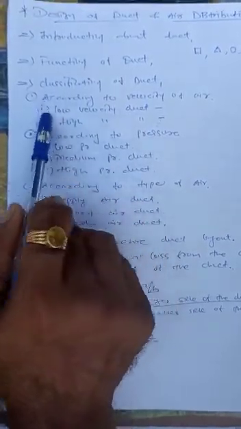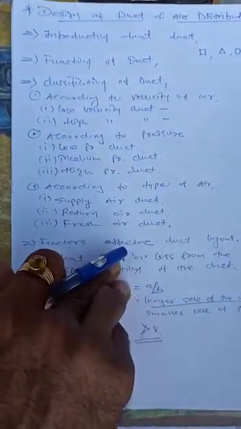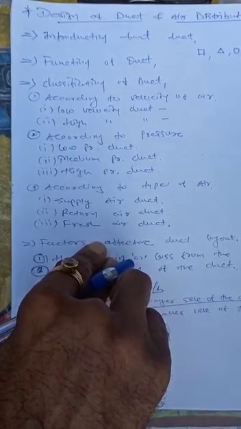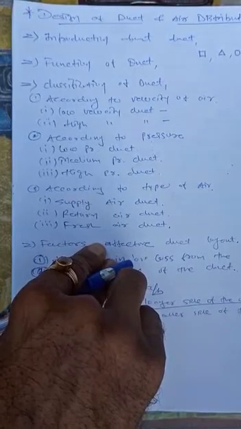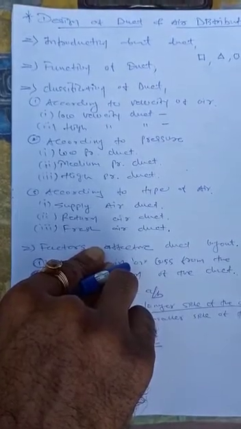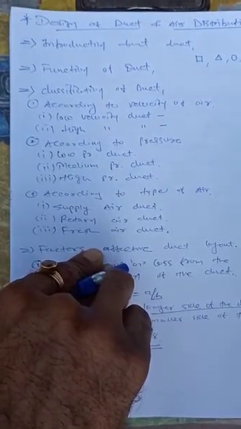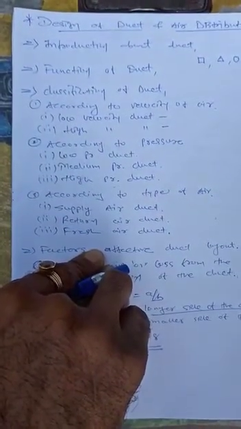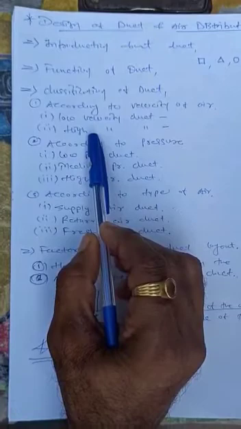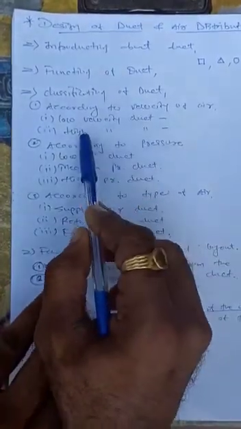Next is the classification of duct. We classify duct in different ways. Basically, three types of duct classification are used. First is according to velocity of air. According to velocity of air, low velocity duct and high velocity duct are used. In a low velocity duct, the velocity of air should be not more than 12.5 meters per second. In a high velocity duct, the velocity of air should be greater than 12.5 meters per second.